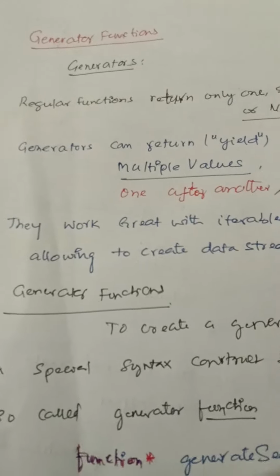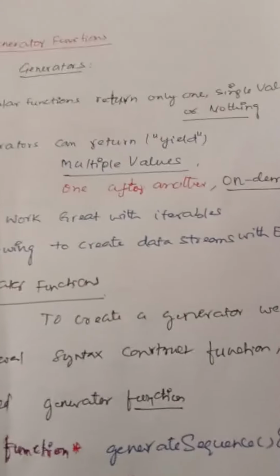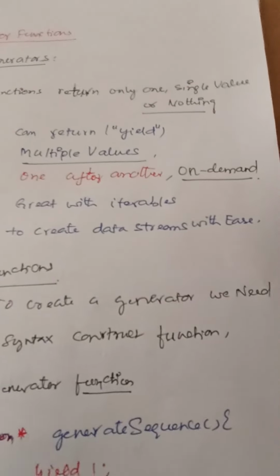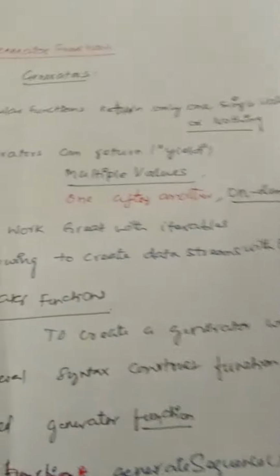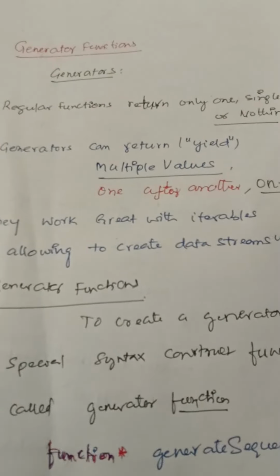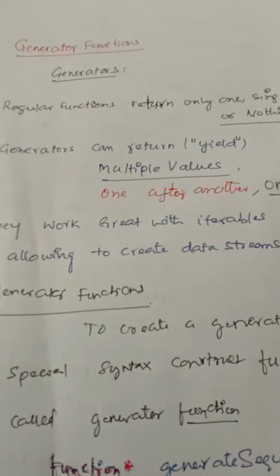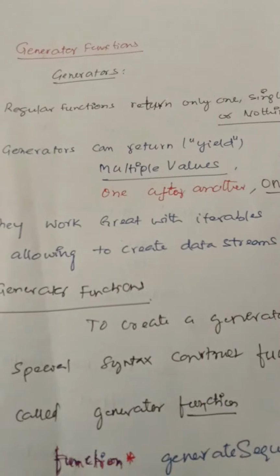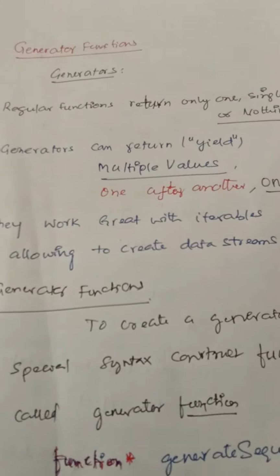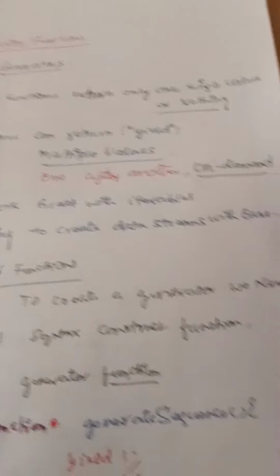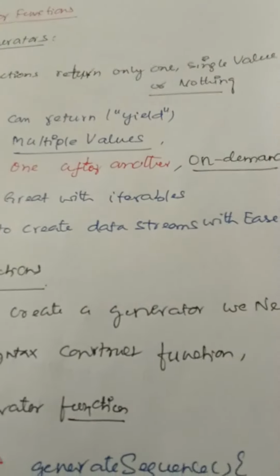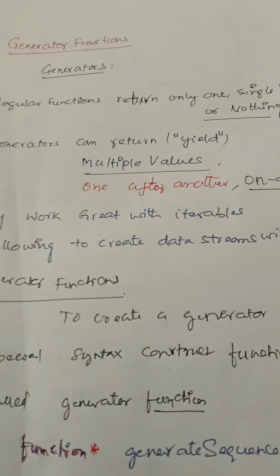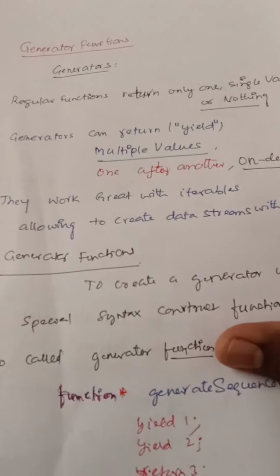If you take the example of regular functions, what is happening is that regular functions return only one single value, or else they will not return any value at all. They will return nothing. Generators, on the other hand, can return, or we will call it by another term, yield, multiple values, not like regular functions which return only one value or nothing. These generators can return multiple values one after another on demand. So they work great with iterables, allowing us to create data streams with ease.